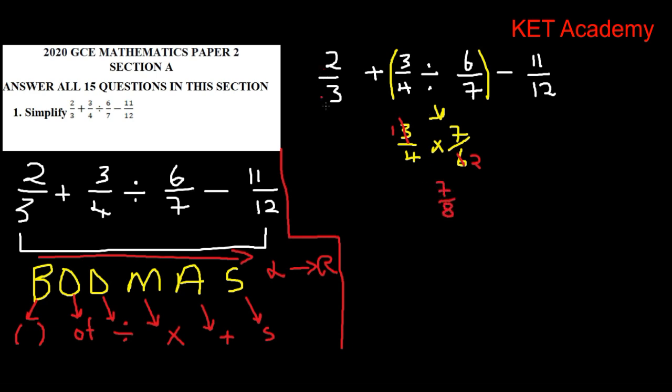So we can rewrite the above expression as 2 on 3 plus 7 on 8 minus 11 on 12. So remember that we are taking from left to right. That is the order in which we have to follow. Now we are finished with multiplication. We are finished with division. We go down to multiplication. There is no multiplication. We go to addition. There is addition. So we are going to focus our attention at this point.